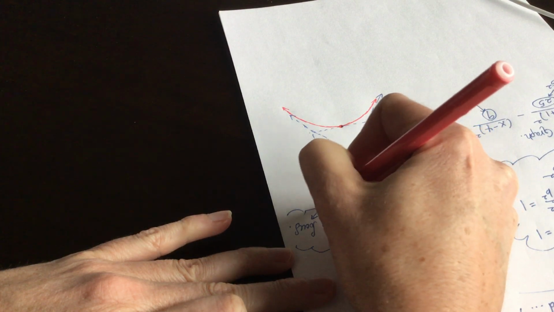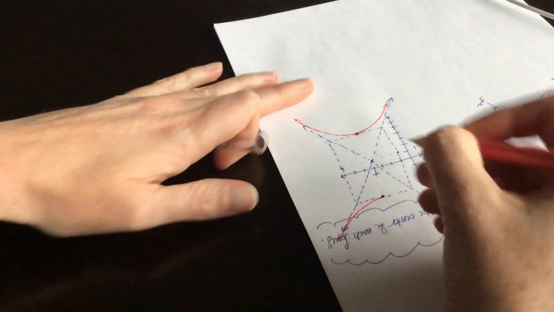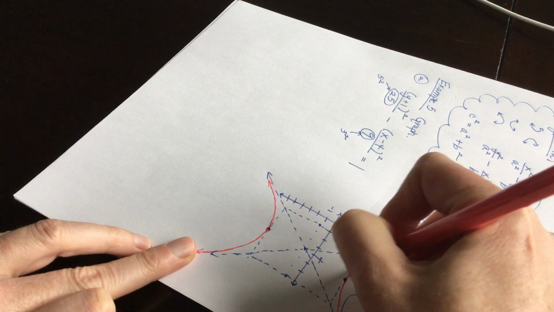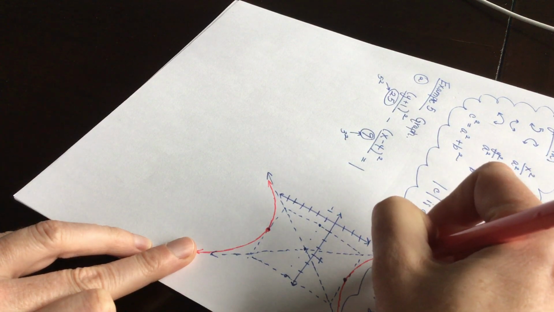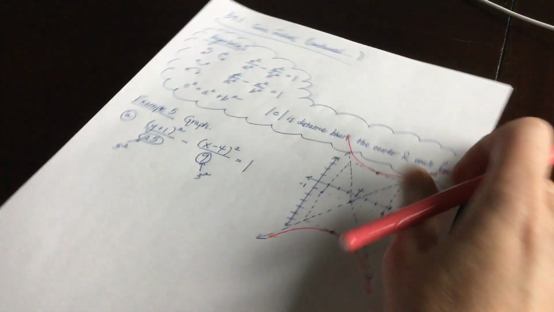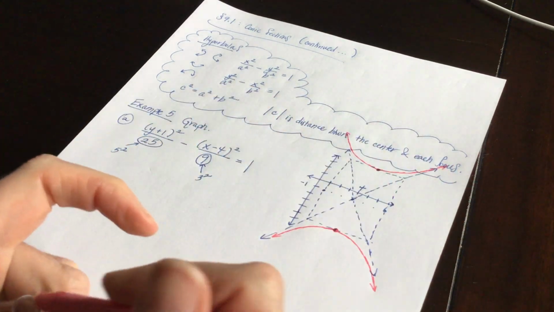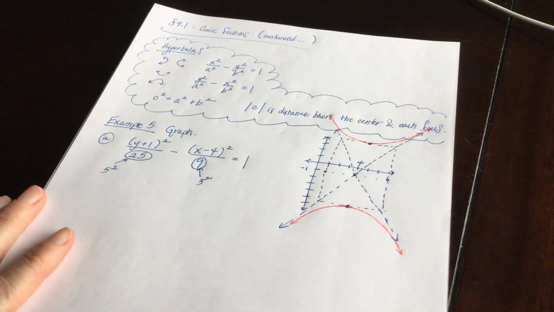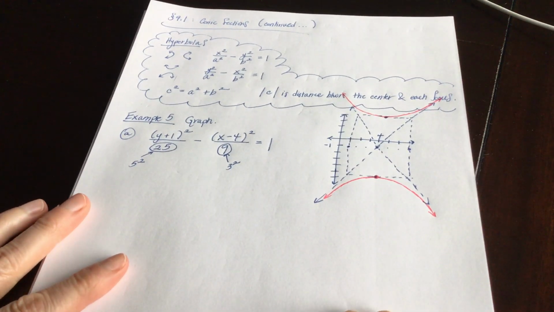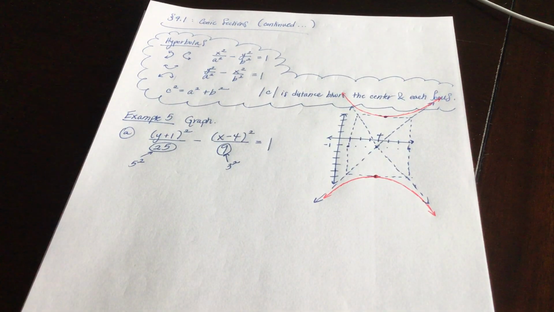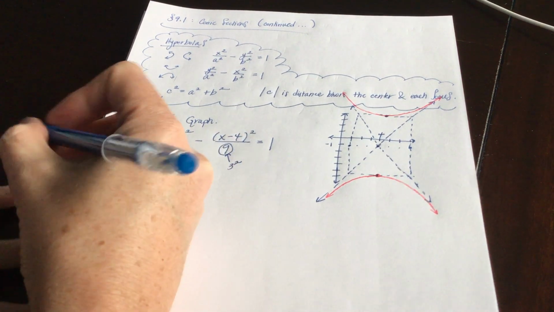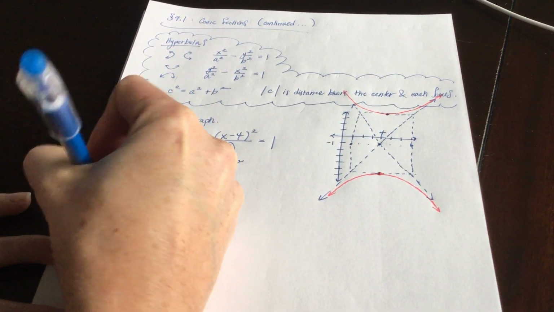Your hyperbola should approach the asymptotes. And as a matter of fact, a hyperbola starts thinking that it is basically just kind of two intersecting lines as your x and y values get large in magnitude. There we go. So that's that.